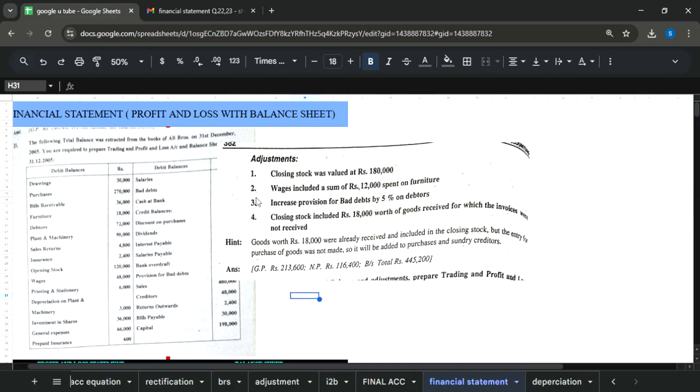This question was quite interesting because of these three adjustments. 2, 3, 4. Wages included was actually spent on furniture. This increase in provision was very interesting. Fourth was again a new concept. Invoices were not recorded. It is requested you to please remember this question because of three new adjustments. These are not conventional adjustments. They were not outstanding, prepaid or depreciation. These were uncommon adjustments. I'm requesting you to please practice this question 2, 3, 4 times.